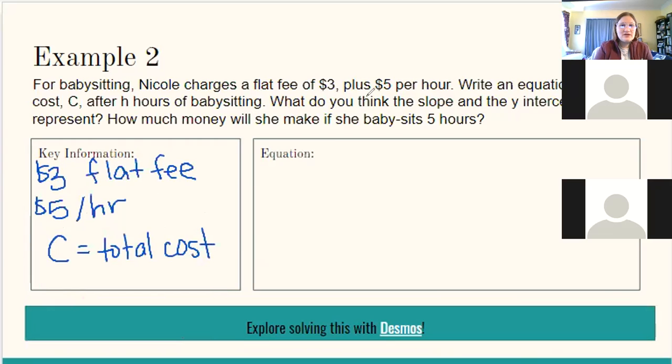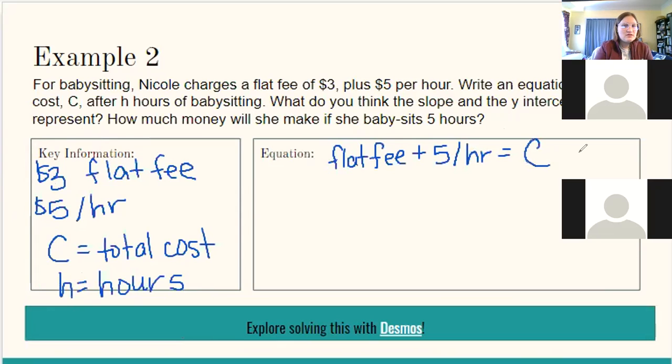Now this extra part down here about the 5 hours, that comes later. First, it just says, what do you think the slope and the y-intercept represent? So we're going to put this into an equation, okay? We don't know the number of hours that she might babysit. We will after we do the 5. So if you think about it, she gets her flat fee, right? Plus her $5 per hour, and that will give you the total cost.